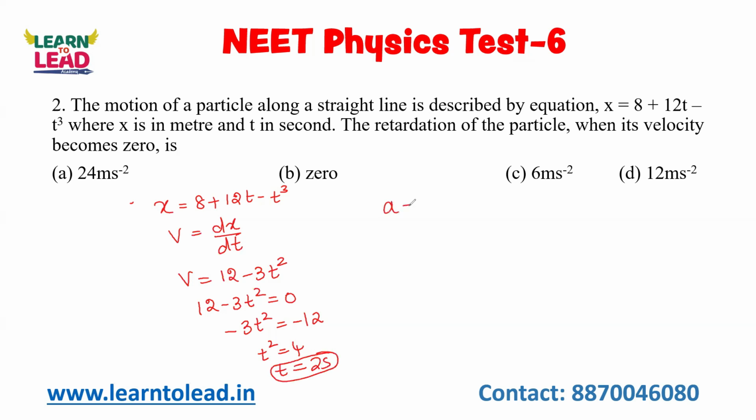And now find out what is acceleration. Differentiate velocity. If you differentiate velocity, you'll get the acceleration equation. Differentiate velocity now: minus 6t. Now, substitute the time value. So, acceleration is minus 12 meter per second square is your answer. Minus 12 meter per second square is your answer. So, option D. Right? Now, let us move on to the next question.